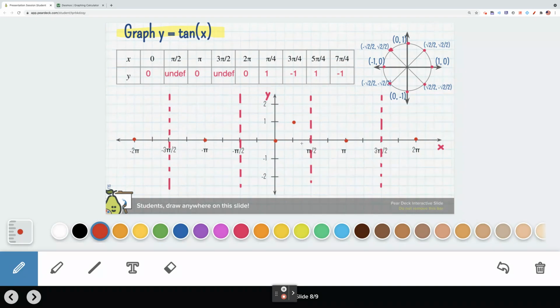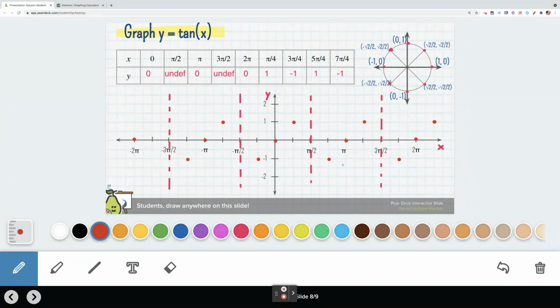Then you want to go 3 pi over 4, which is here, negative 1. You want to do 5 pi over 4, 1, and 7 pi over 4, negative 1. And I can see that this pattern is kind of making sense to me. It looks like in every panel, shall we say, there are 3 dots in a row like this. So I'm going to guess that there's going to be another dot here, and a dot down here, and that this pattern just continues in each panel, which is just an interval.